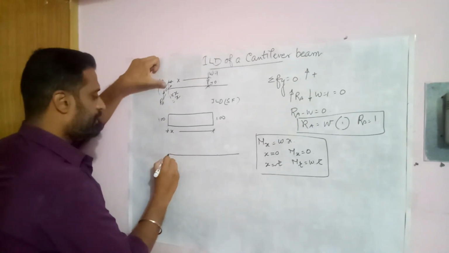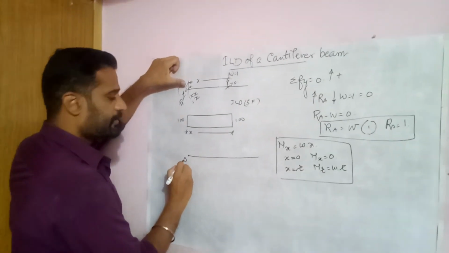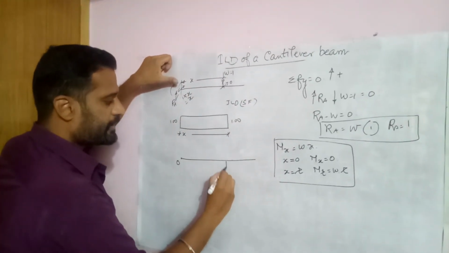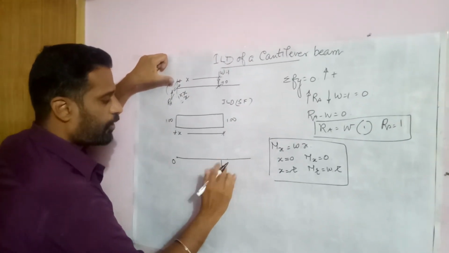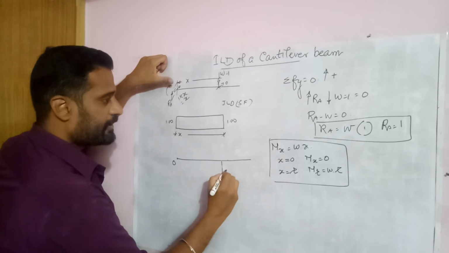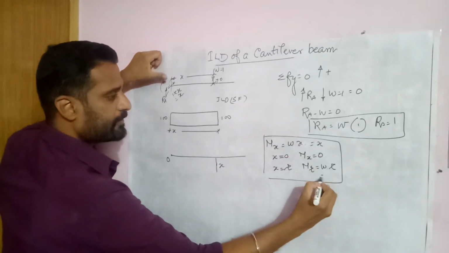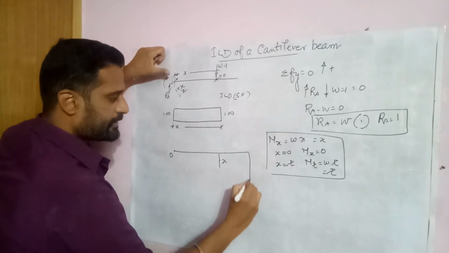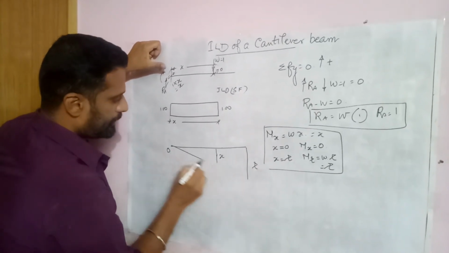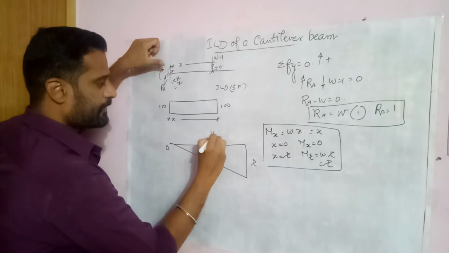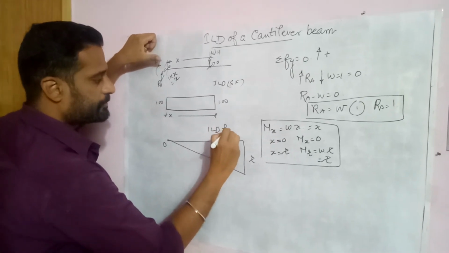You may get for this point it is 0, since x is equal to 0. For x point it is W into x or just x. Here it is a unit load, so which is x and which is L, and for here it is L. So this is the ILD for bending moment.